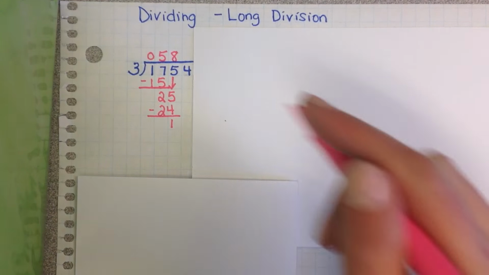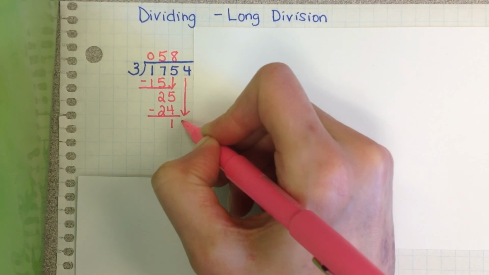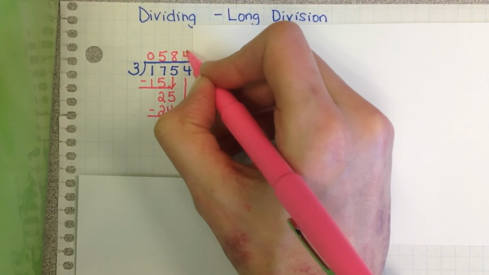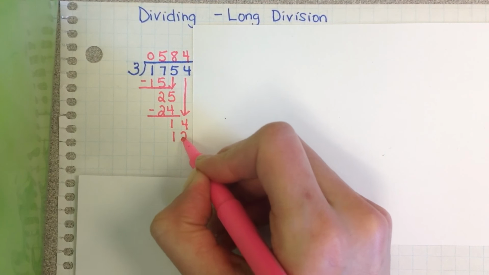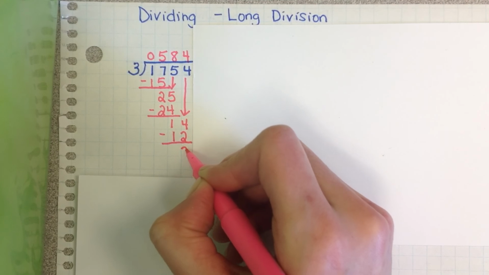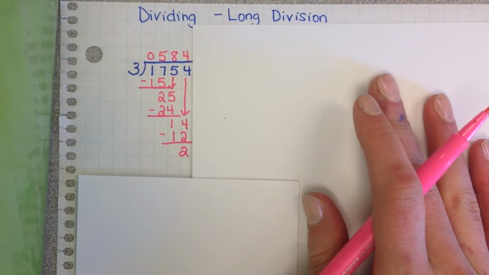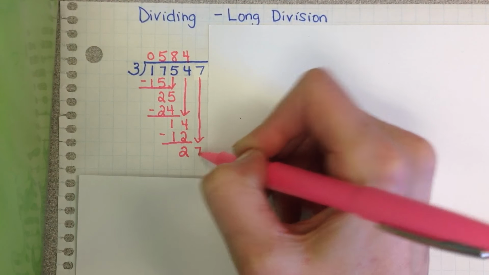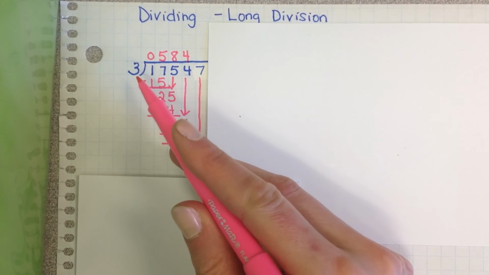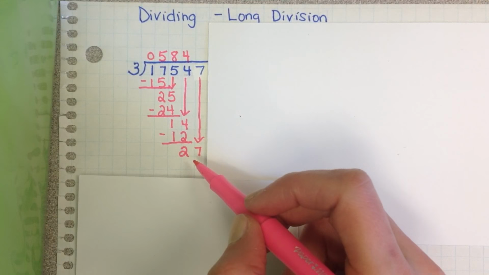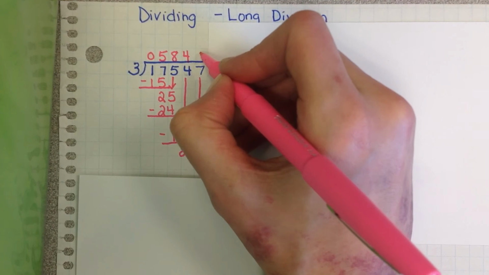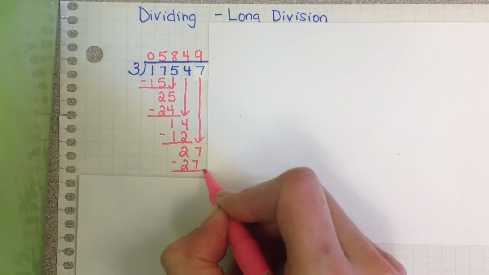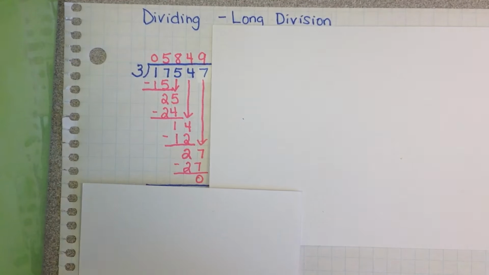So I keep going. Since I have more people, I bring this 4 down. 3 goes into 14 4 times with 12. And again, I have leftovers, 2 leftover people. I move over one more, carry my 7 down. So now I'm asking myself, how many times does 3 go into 27? 3 goes into 27 9 times, which gives me 27, and this time I know I don't have any left over.